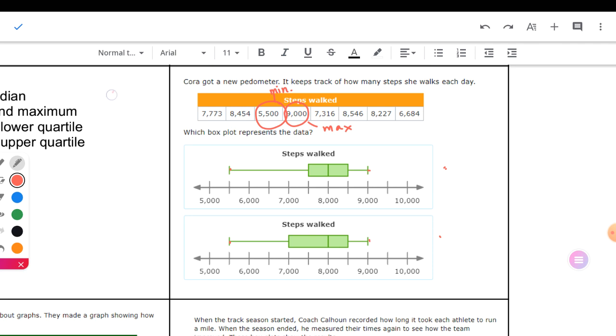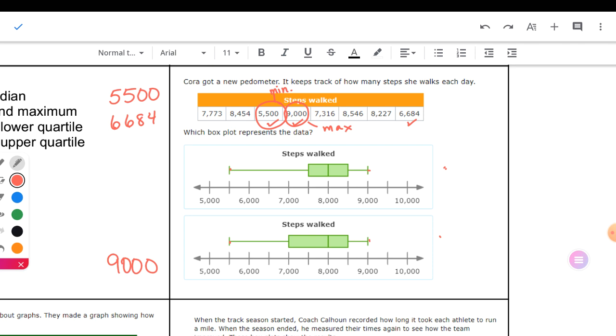I know my smallest one is 5,500. I know my biggest one is 9,000. I'm going to kind of check them as I write them. Which one would be my next smallest after 5,500? Pam? 6,600. Yep, 6684. I'm going to write that here. 6684. Done with that one.